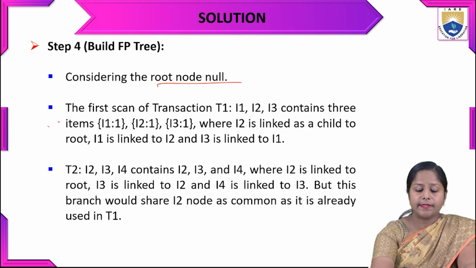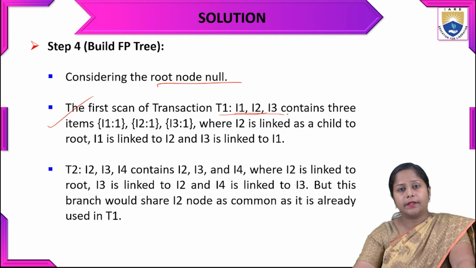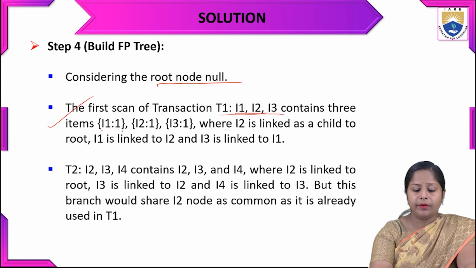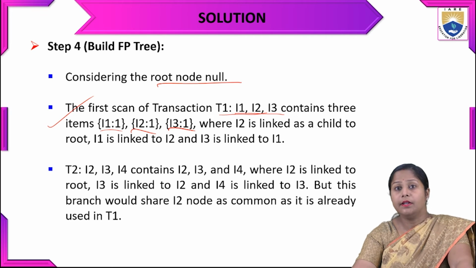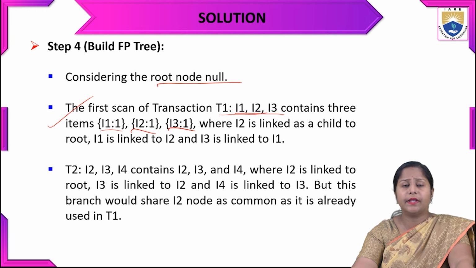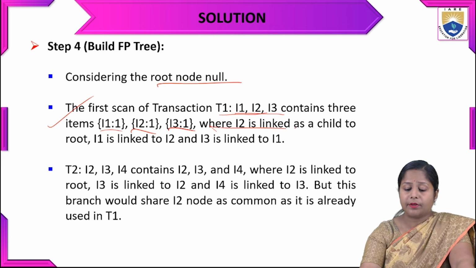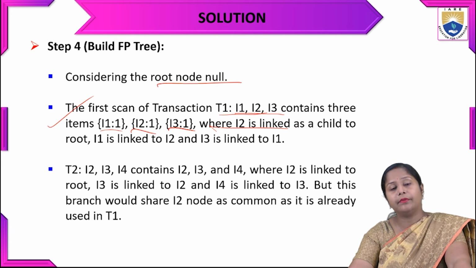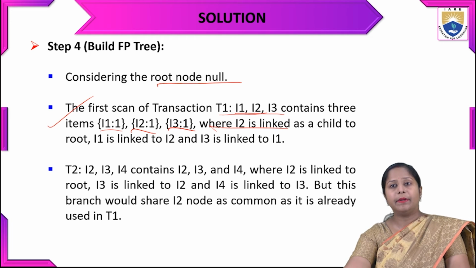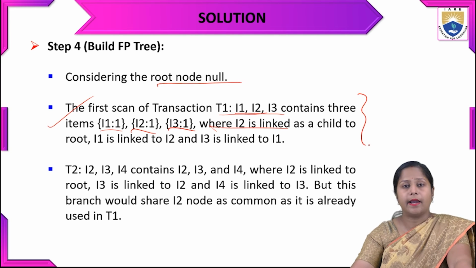Now in the second scan, the first transaction's item set will be I1, I2, I3, containing the items I1 one time, I2 one time, and I3 one time. So these are the frequencies related to that, and we have to depict that in the FP tree. For the understanding of that particular FP tree, for each transaction we have done it like that. I2 will be linked as a child to the root, I1 will be linked to I2, and I3 will be linked to I1. So like that, in the first transaction, we conclude the 3 items together.